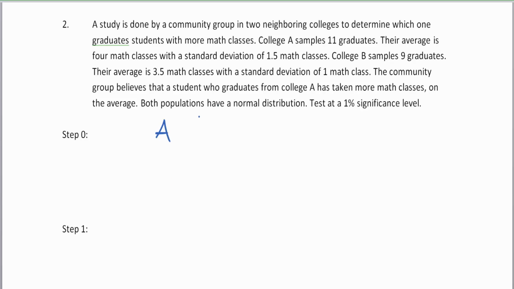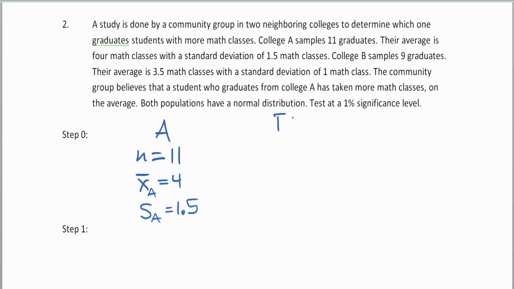College A samples 11 graduates, okay, n equals 11. And their average is 4 math classes. So this is A, this is X bar A is equal to 4. With the standard deviation, or give or take, of 1.5 math classes. So there is my capital letter S of A. Okay, and this is going to be 1.5.